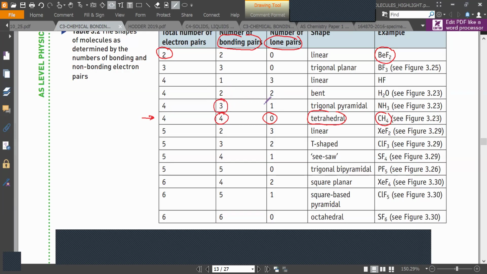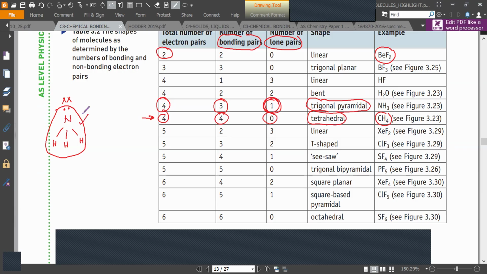3 bonding pairs, 1 lone pair: ammonia. When we're talking about the shape, we don't consider the lone pair. We just consider this part. So ammonia, although it has 4 groups of electrons, is not tetrahedral, because we don't consider the lone pair. So this one is trigonal pyramidal. Although it has 4 groups of electrons, because one of them is a lone pair, the shape is trigonal pyramidal.